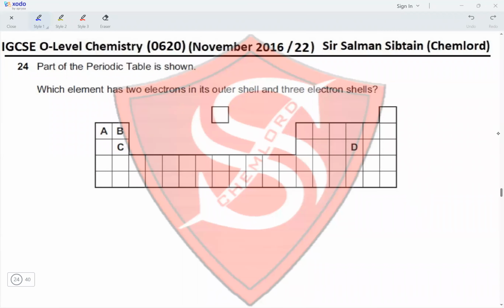Question 24. Part of the periodic table is shown. Which element has 2 electrons in its outer shell and 3 electron shells? So 2 electrons in its outer shell would be group 2. So it should be here. And 3 electron shells, so it should be in the third period. This is period 1, this is period 2, and this is period 3. So the element found in group 2 and period 3 is option C.